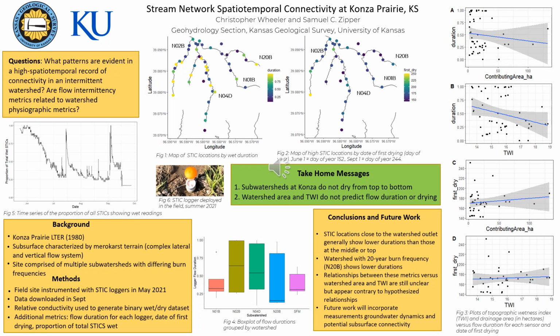data, 4 sub-watersheds with varying burn frequencies at Konza were instrumented with a set of over 90 stream temperature, intermittency, and conductivity loggers, or stick loggers. A picture of one of these loggers is shown in Figure 6.